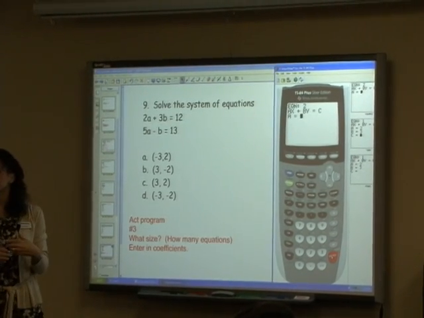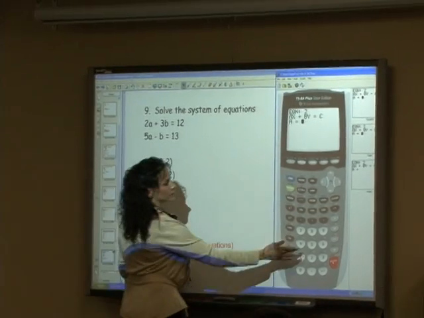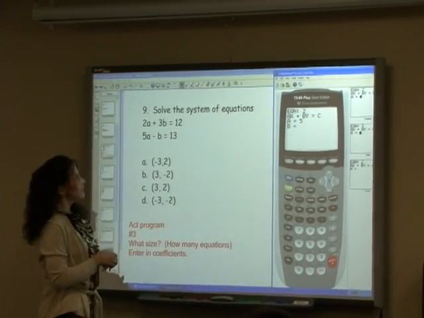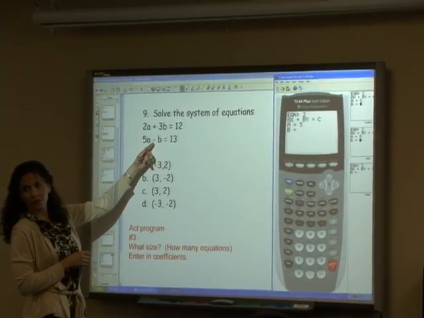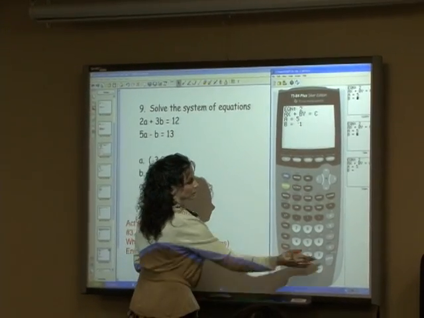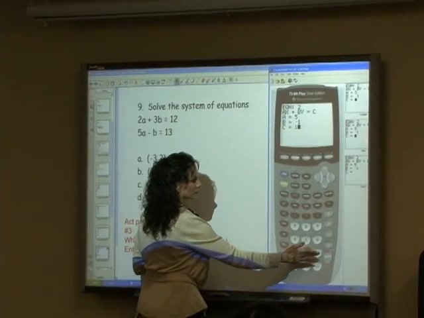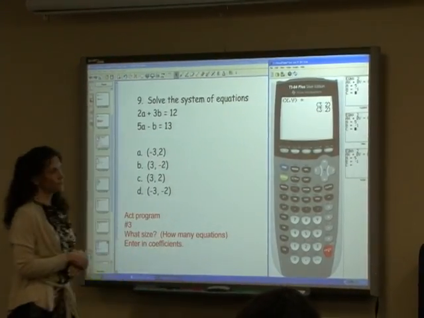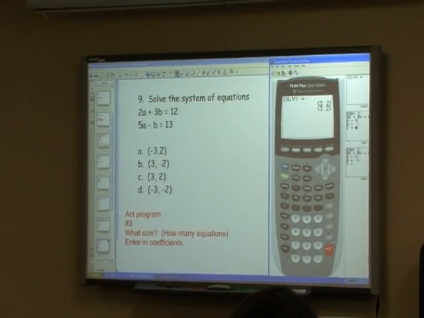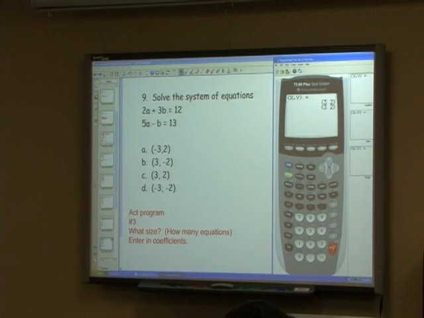Okay, then it switches. Now they're asking me for equation 2. 5. Okay, b, don't forget, you have to include that sign, -1. And my c is 13. Solves it for you. So my ordered pair is 3, 2.